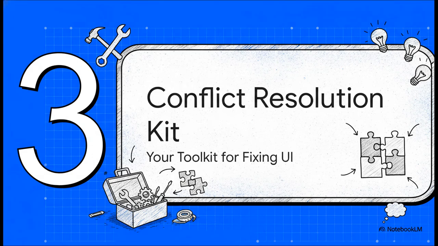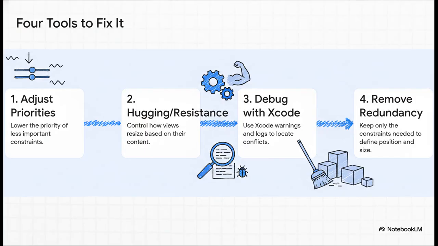Okay, we get the problem. Now for the fun part. How do we actually fix it? Let's open up our conflict resolution toolkit. These are the practical, real-world strategies you can use to solve pretty much any layout issue that comes your way. We're going to look at 4 essential tools. First, the most obvious one, just adjusting the priorities themselves. Second, we'll talk about using some special content-based priorities. Third, we'll leverage Xcode's own detective tools. And finally, we'll do some cleanup by getting rid of redundant rules.